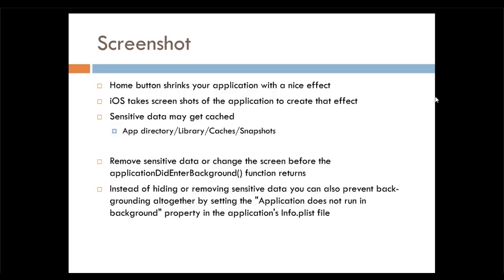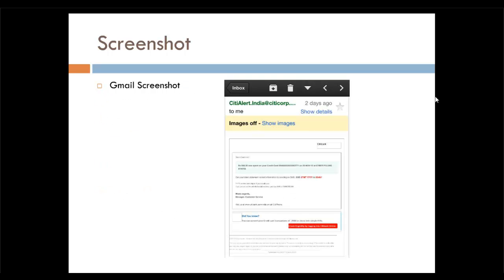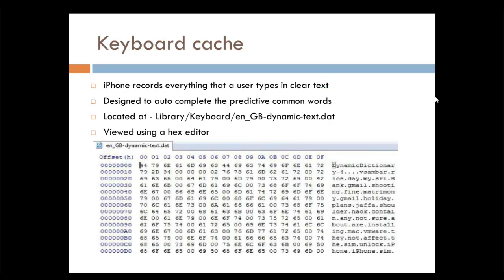Screenshots: when we press the home button on the iPhone, the application minimizes with a nice effect. But in order to provide that effect, the iPhone takes a screenshot of your application, and the snapshots are stored in the caches folder. Suppose I'm browsing a Citibank statement in the iPhone Gmail application and I press the home button; the iPhone takes a snapshot of that statement. In order to avoid these kinds of screenshots while developing, remove sensitive data or change the screens to blank before sending the application to the background, or remove the background running option.